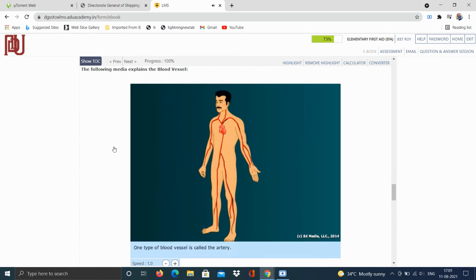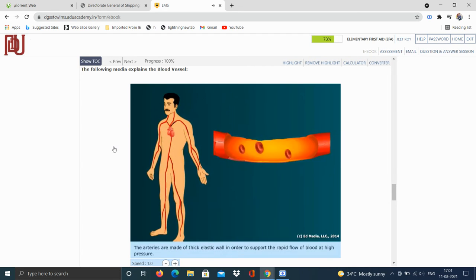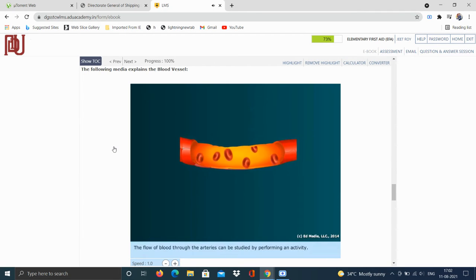One type of blood vessel is called the artery. It carries blood away from the heart and distributes it to the rest of the body. The arteries are made of thick elastic walls in order to support the rapid flow of blood at high pressure. The flow of blood through the arteries can be studied by performing an activity.